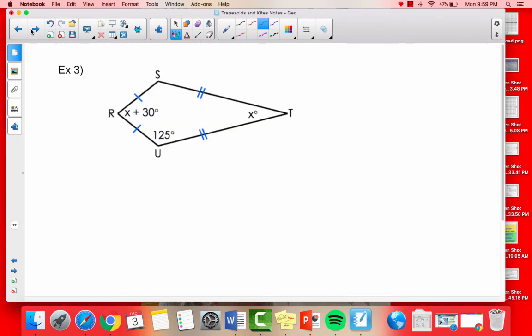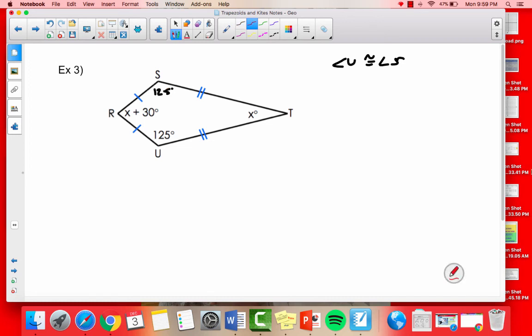The final example I want to go through with the kites is using the angles again. Here we're solving for x, but we've got quite a few things missing. Notice that angle T and angle R are going to be different measures. One's x plus 30. So that means that angle U and angle S are congruent to each other because we have one pair of angles that's going to be congruent. So I know that's going to be 125.